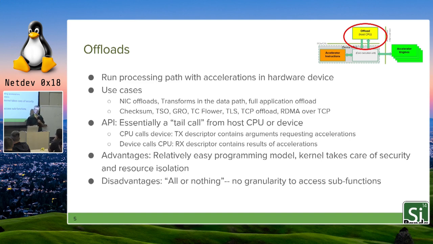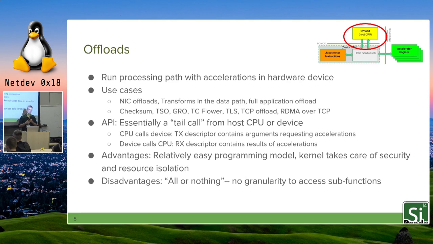And obviously, memory movement and all the functionality, combining that with GPU, all of that has to be taken into account in the API. So the advantage is a relatively easy programming model, especially if you're going through the kernel, which takes care of security and resource isolation. Like we talked about this morning, if you want to support kernel bypass, it's a little trickier. We still have to maintain the same security measures.